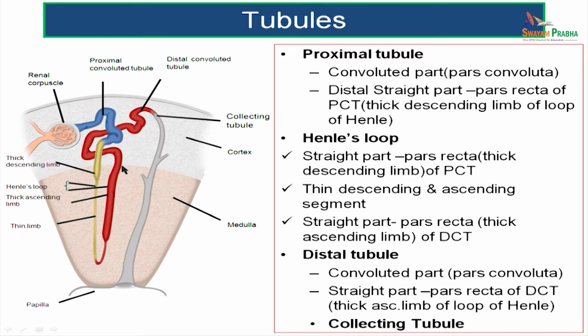As you can see from this picture, the thick ascending limb from the medulla courses towards the cortex and then becomes more convoluted and forms the convoluted part of the distal tubule. So, the distal tubule has a convoluted part called pars convoluta and a straight part called the pars recta of the distal convoluted tubule, which is nothing but the thick ascending limb of loop of Henle.